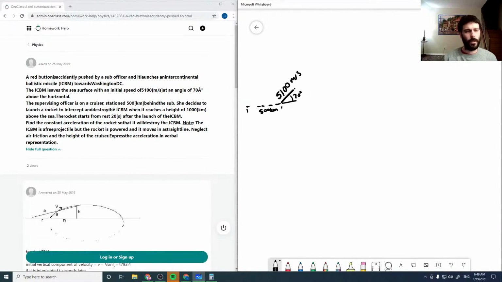behind the sub. She launches a rocket to intercept and destroy the ICBM, and it reaches a height of 1,000 kilometers, sorry. So this ICBM is going to be in parabolic motion, similar to that. And then when this value is 1,000 kilometers, we want our rocket to slam into it.